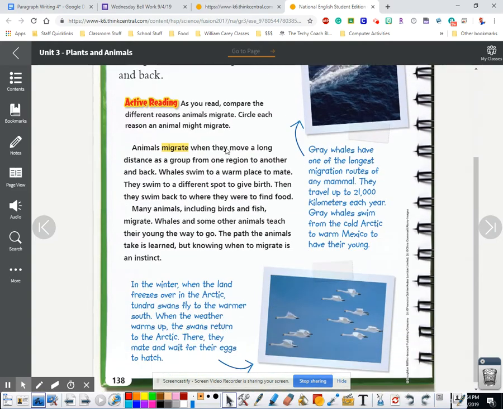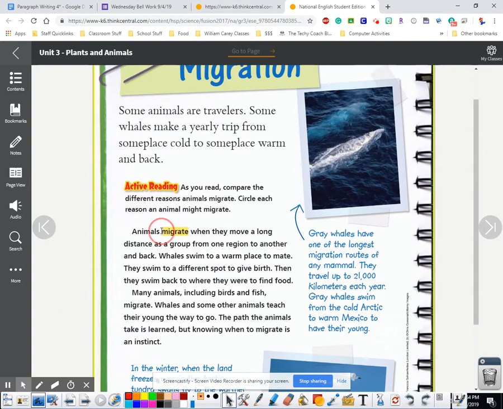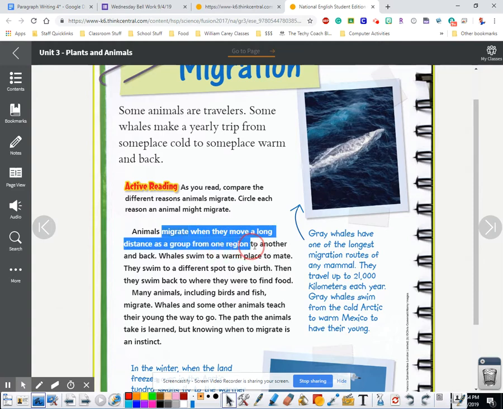And migration. Some animals are travelers. Some whales make a yearly trip from someplace cold to someplace warm and back. Animals migrate when they move a long distance as a group from one region to another and back. Whales swim to a warm place to mate. They swim to a different spot to give birth. Then they swim back to where they were to find food.